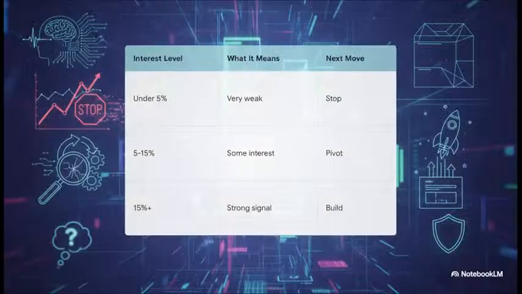Once you've run the test, you've got to look at the data, which gives you a completely objective forensic answer on what to do next. If under 5% of people buy it, the market doesn't care. Stop right there and find a new angle. If you hit between 5 and 15%, you've got some interest, but you definitely need to pivot and tweak your messaging. But if you hit 15% or higher, that is a massive green light. You push forward, build out that minimum viable product, and get to work. It literally takes all the guesswork out of the equation.